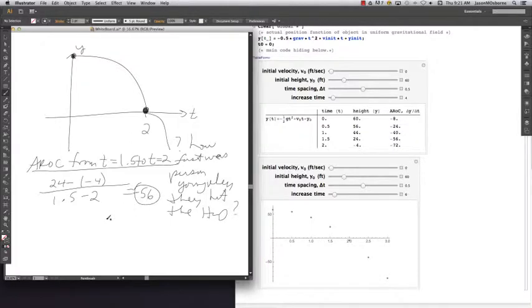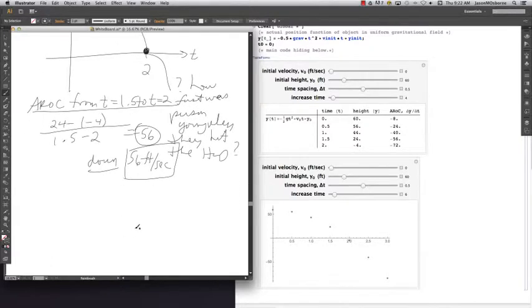This says that they were going down 56 feet per second. So that's about how fast they were going according to this data, right? Is this the best number we can do for figuring out their average velocity?